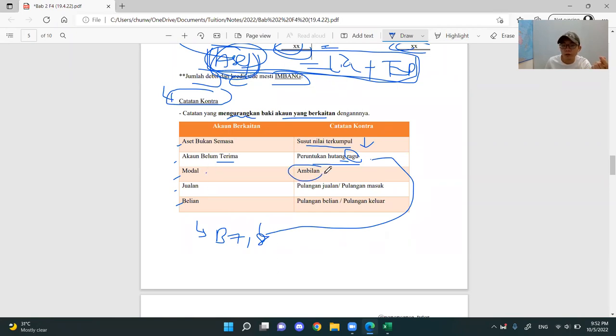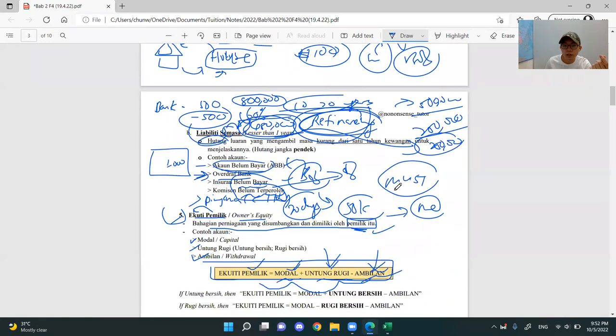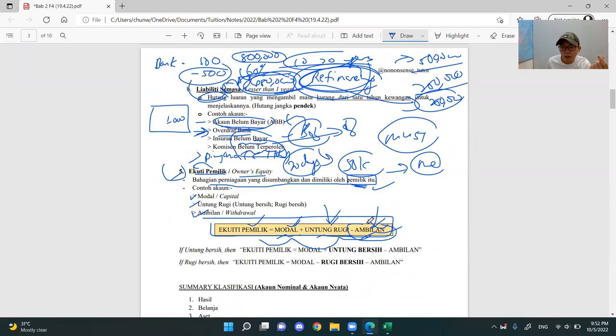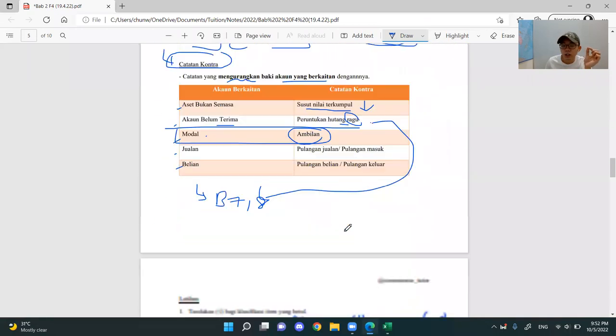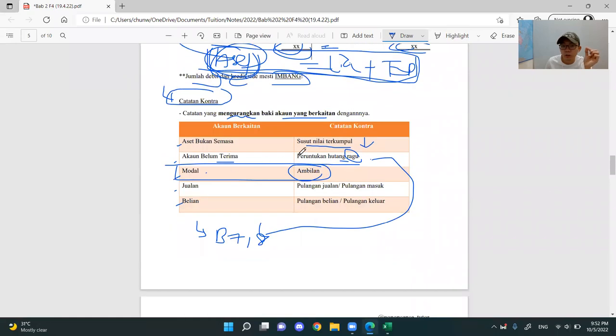Then for modal, that will be ambilan. This is a very simple example. When you go back to your equity formula, you can see that your ambilan is to minus your modal. Can you see or not? It's a minus. So normally when you see a minus, it's actually a chartering contract. So what is the chartering contract for modal? It'll be ambilan. So modal is an account berkaitan, and this part is the contract, someone that is opposite of this one. So when this one is plus, if you see an ambilan, then you have to minus.